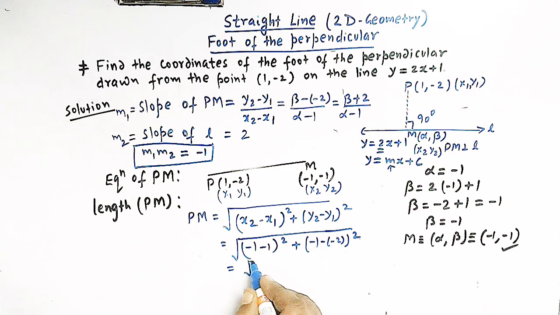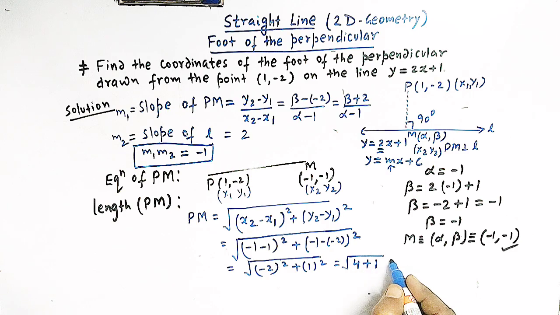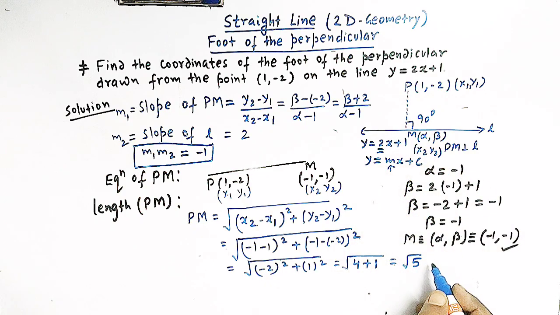So this is square root of minus 2 square, and here we have minus 1 plus 2, because minus times minus is plus. So 2 minus 1 is 1. So we have 1 square. So this is square root of 4 plus 1. So this is square root of 5. So the length of this perpendicular PM is given by square root of 5 units.